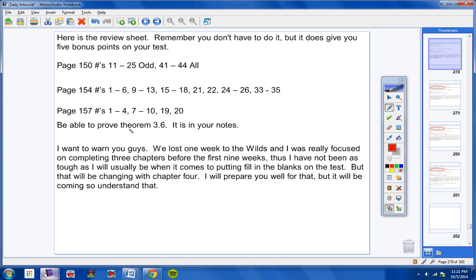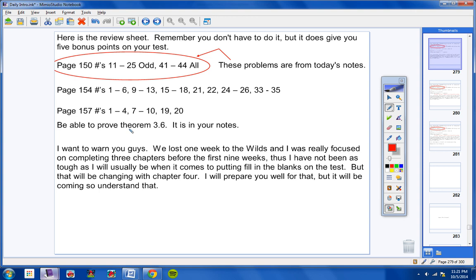Now, please make note of this. Those problems right there, page 150, 11 through 25, and 41 through 44, those problems are from today's notes. Okay, so if you want to work on something that helps you better understand today's notes, those are the problems, okay?